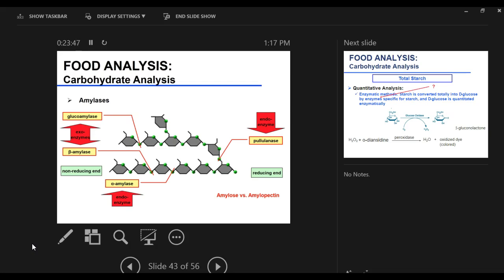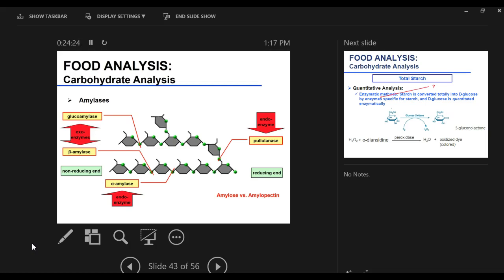So that's an endoenzyme. Another endoenzyme is pullulanase, which is a debranching enzyme. So it's going to cut the glucosidic linkages that are alpha-1,6. So the alpha-1,6 bond linkage is going to be broken by pullulanase. The alpha amylase can also debranch as well, but it mostly cuts the alpha-1,4 linkages. Okay, so these are your enzymes.